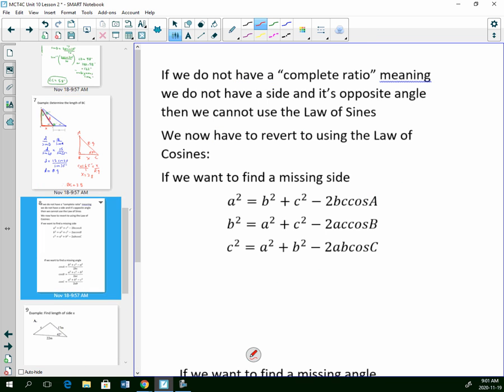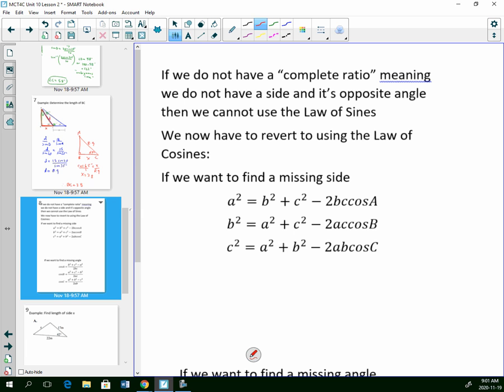Law of cosines we use if we don't have a complete ratio, right? So our checklist would be, do I have a right angle? Yes or no. If it's no, can I use law of sines? Do I have a complete ratio? If that's no, then we're going to use law of cosines. You, of course, will get the formulas. You don't have to memorize them.